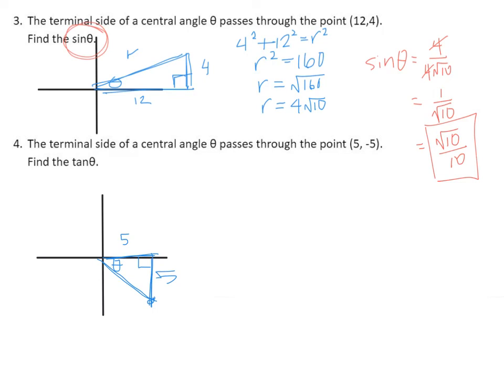Before you do the Pythagorean theorem, notice that we already have the information we need for tangent. Tangent requires the opposite and adjacent sides. We have those. So you can skip that middle step and just go right for your answer. Tangent of theta is negative 5 over 5, which is negative 1. And hopefully that makes sense.